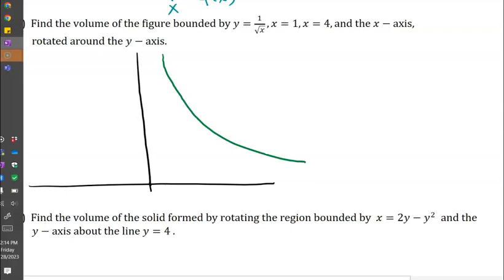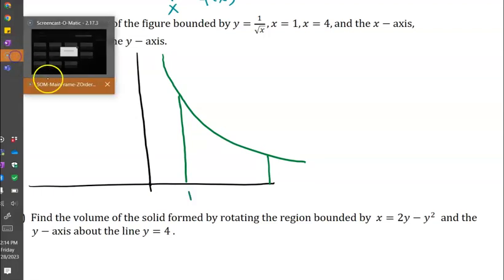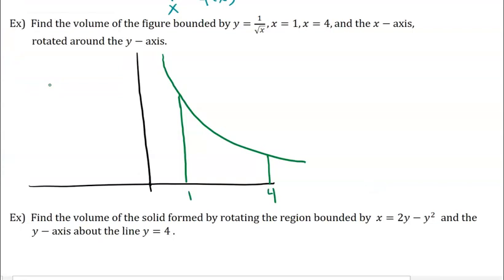Okay, and then I'm just going to say 1 is right here. So not quite drawn to scale, that's okay. So 1 is right here, and 4 is right here, okay? And then the x-axis, so we have this almost trapezoidal, just one side is curved region. We are spinning that around the y-axis.